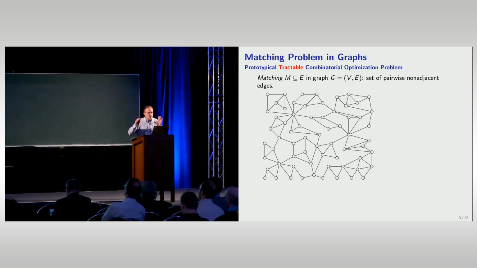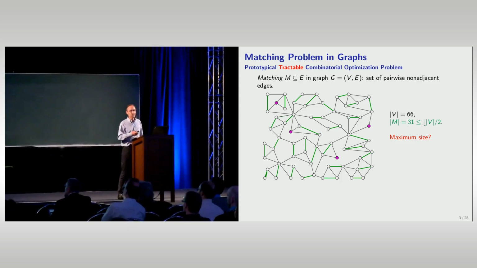So let's start from a tractable problem. Given a graph, you'd like to find a maximum number of pairwise non-adjacent edges. For example, here you can get 31 edges, the green edges, and the question is, can you do better? Well, there is a trivial upper bound of half the total number of vertices rounded down, but in this case, that's not tight.